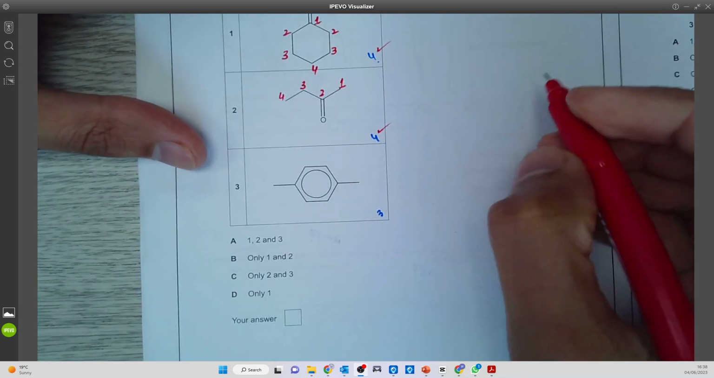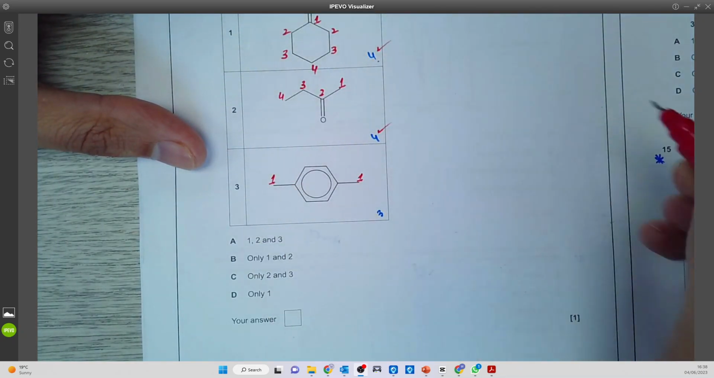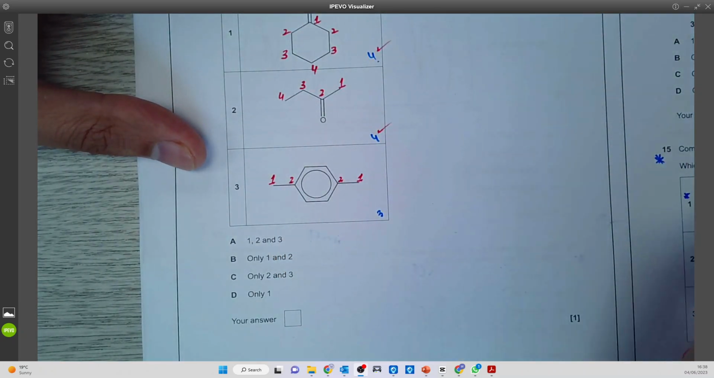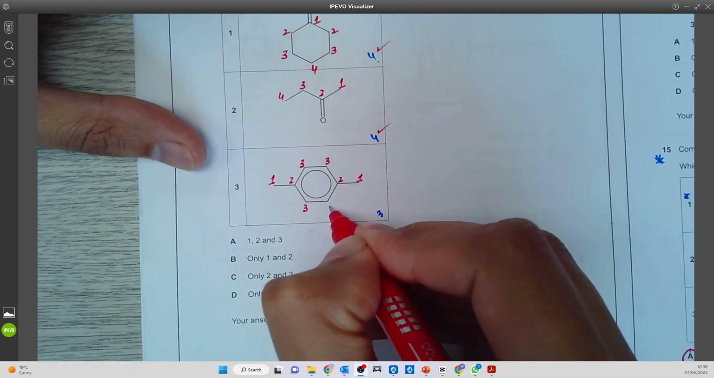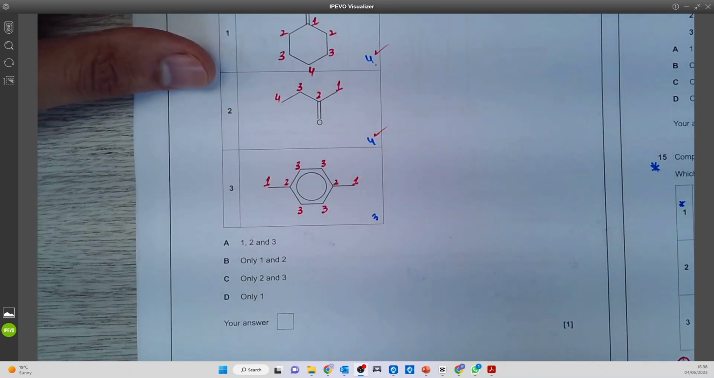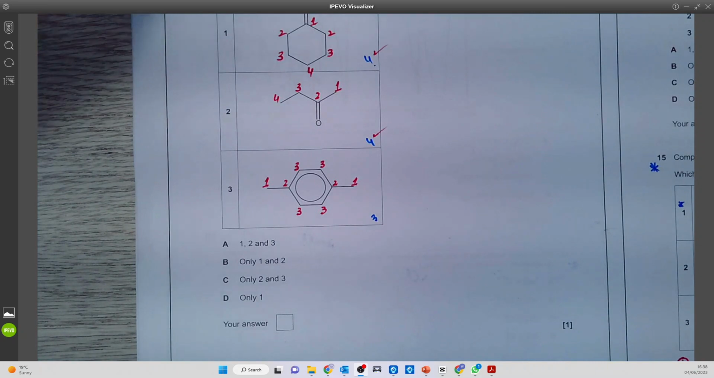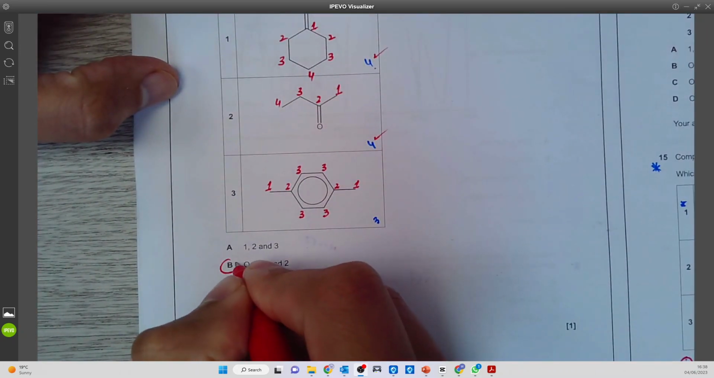But when I look at the third one, I can see this is 1 and 1, so they're both the same environment. This is 2 and this is 2, the same environment. And this one and this one, they are all the same environment. So in this case, the total of environments available are 3. The question says which will have 4 peaks. It's only going to be 1 and 2. So the answer is B.